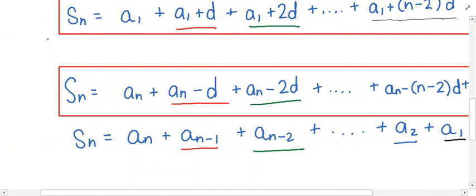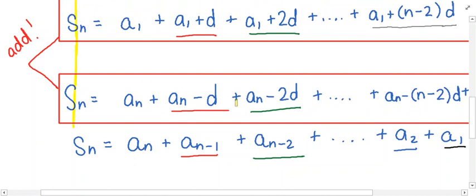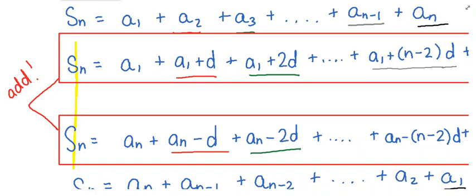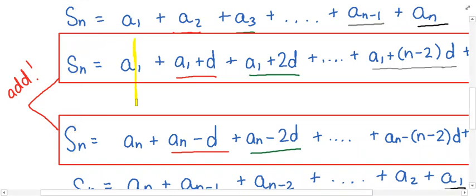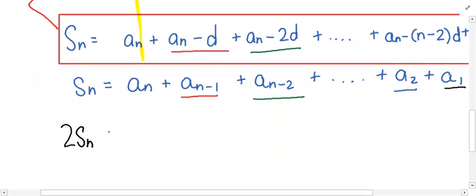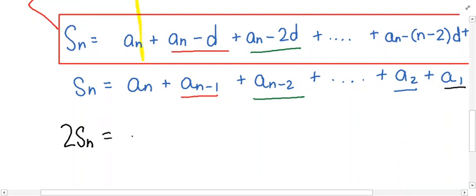So what I'm going to do is add these up, adding across the columns. For example, I'm going to add these two together. Sn plus Sn is going to give us 2Sn. Then I move over and add these. That's going to be a1 plus an. So this is going to equal a1 plus an, and I'm going to put this in parentheses. This came from the first piece.